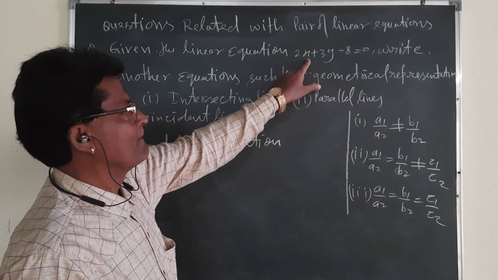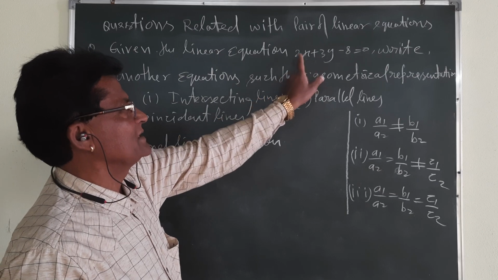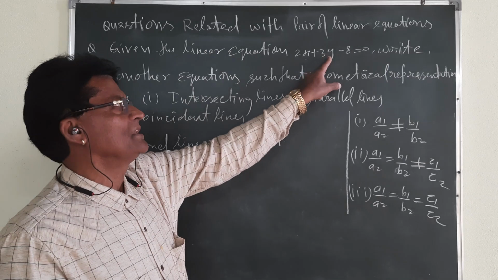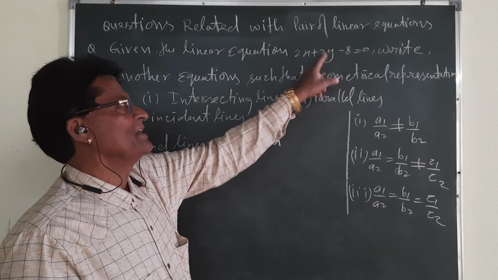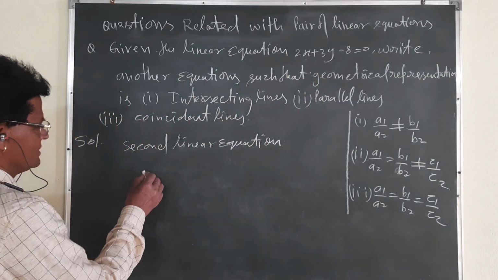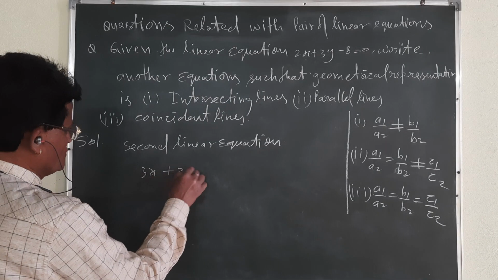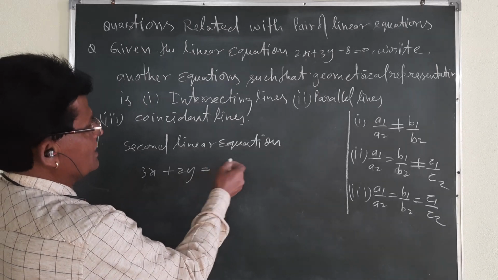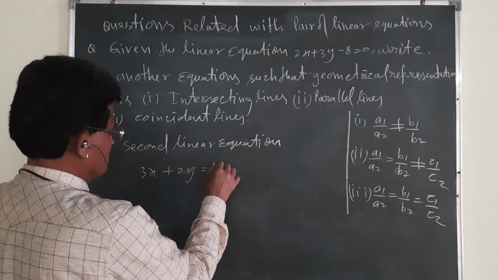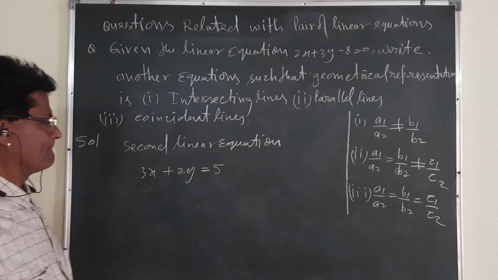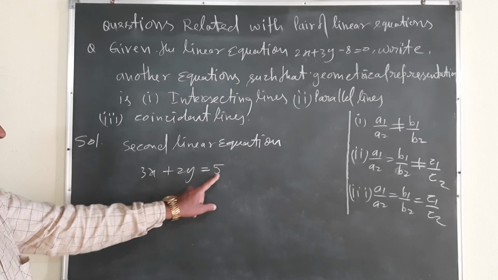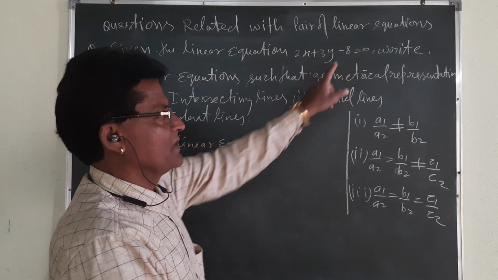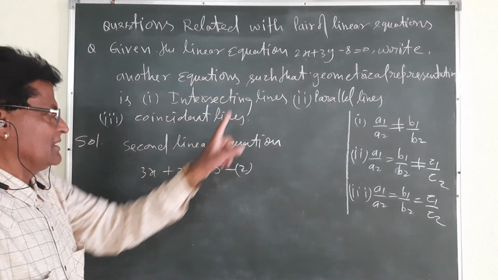You see, I am going to interchange the coefficients. The coefficient of x is 2, I am taking with y, and the coefficient of y I am taking with x. Let me write 3x plus 2y is equal to, whatever you want to write, you can write. Suppose 5. 3x plus 2y is equal to 5. That is 2 equations. One is this one, first is this one, second this one.